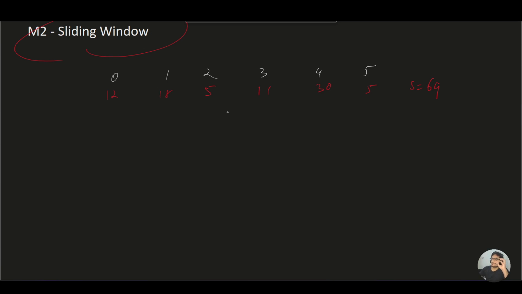ठीक है. सबसे पहले हम क्या करेंगे यार? We will have a for loop, right? Starting from i equals to 0 till i less than n and i plus plus, right? And we will take the summation of those particular elements as we go forward.